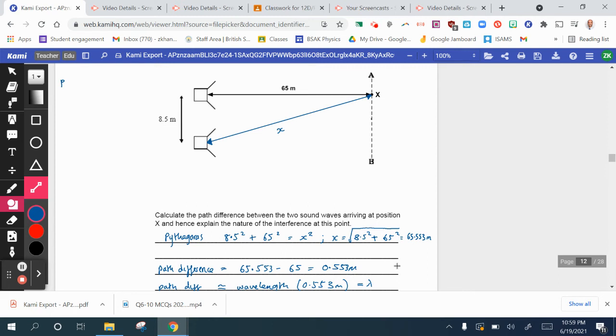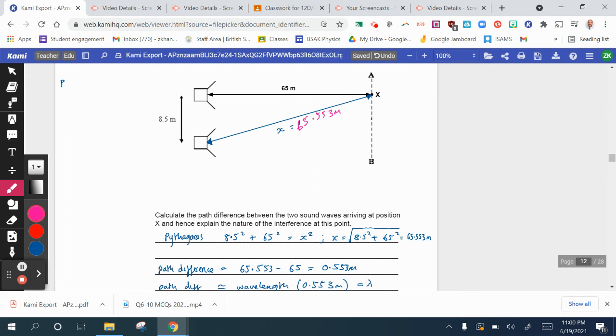As we can see here, this is a right angle triangle. Pythagoras applies. So it's 8.5 squared plus 65 squared. This is the hypotenuse, so I've labeled it x. So x equals the root of 8.5 squared plus 65 squared. And that gives us 65.553 meters.